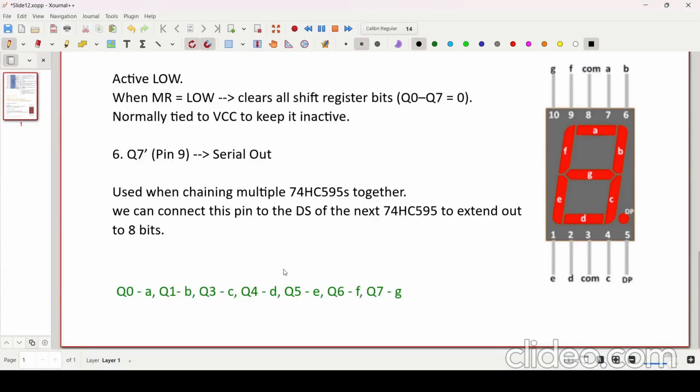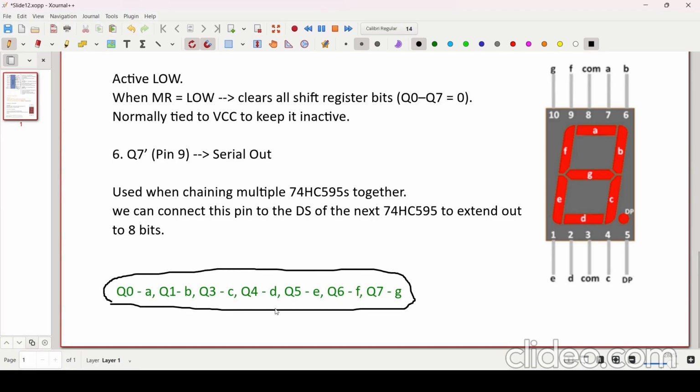And one thing you need to keep in mind is that you need to connect the pins of the 7-segment display in the order like this. Q0 will be connected to A, Q1 will be connected to B, Q3 to C, and likewise Q7 to G, right? And you can see the pinout of the 7-segment display here. A is connected to Q0, B will be connected to Q1, and likewise you can connect all the pins, right? So this order is very important for the proper display of the numbers on the 7-segment display.